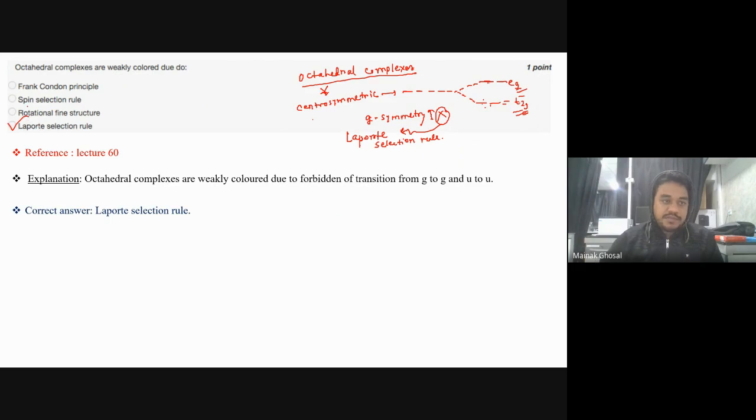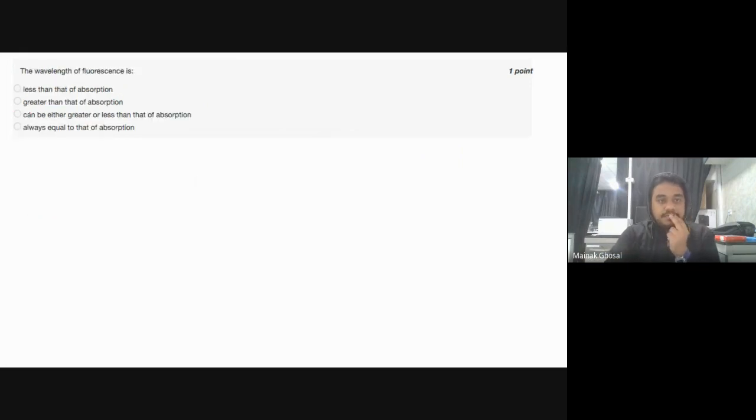Franck-Condon, spin selection rule, rotational fine structure, they are not the answer. Okay, last question for today: the wavelength of fluorescence. So what is the wavelength of fluorescence? I have told you that if this many energy levels are there, for clarification I'm writing only one level here and only one in the ground state.